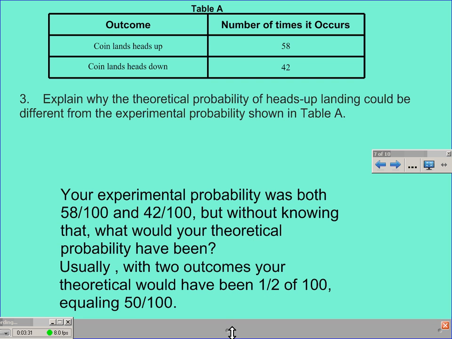Back to the problem, your experimental probability. What would your theoretical probability have been? Usually with 2 outcomes, your theoretical would have been 1/2 or 50 over 100. Usually your theoretical probability is just a possible probability, but sometimes both your theoretical and experimental could be the same.